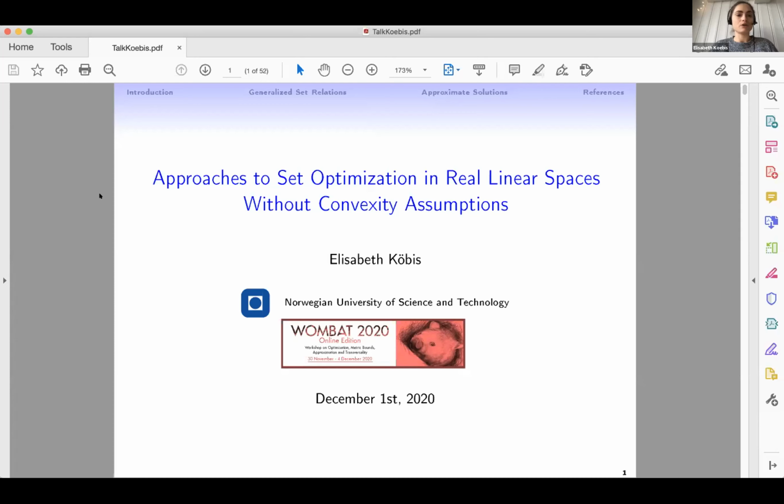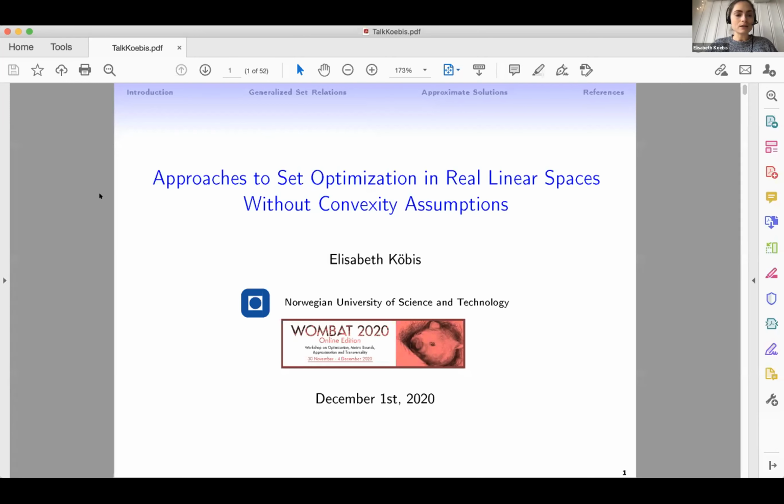Okay, so my talk will be about approaches to set optimization in real linear spaces without convexity assumptions. This is the content of my talk. At first I would like to talk about an introduction to set optimization, where is set optimization used, and what is the general problem formulation. After that, I will introduce a generalized set relation that is derived from a very well-known set relation, and I will give an equivalent representation of this set relation in terms of nonlinear scalarizing functionals.